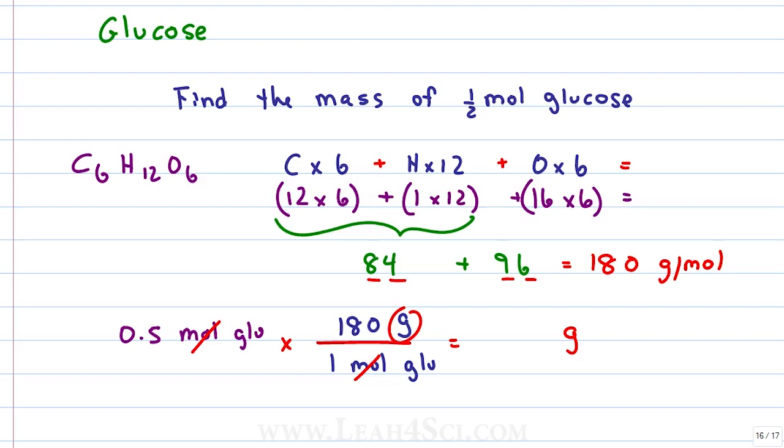Decimal multiplication is too complicated. Just think of it as 0.5 is equal to a half. What is half of 18? 9. And then add that 0 back, which is 90. The other option is the decimal trick, 5 times 18, way too complicated. But half of 180 is 90, giving us 90 grams as the mass of half a mole of glucose.